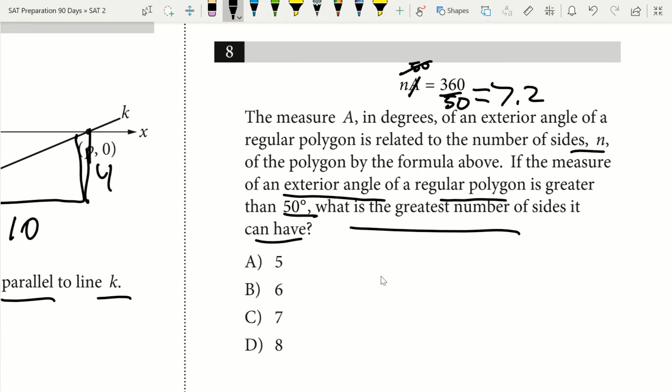360 over 50 is going to be right around 7.2, I believe. So if that's right around 7.2, then the maximum number of sides I can have is 7, right? Because if we have 7 sides, then the angle is going to be around 51 point something, which is greater than 50. But if we were to have 8 sides, then it's going to have to be less than 50. So our answer there is 7.